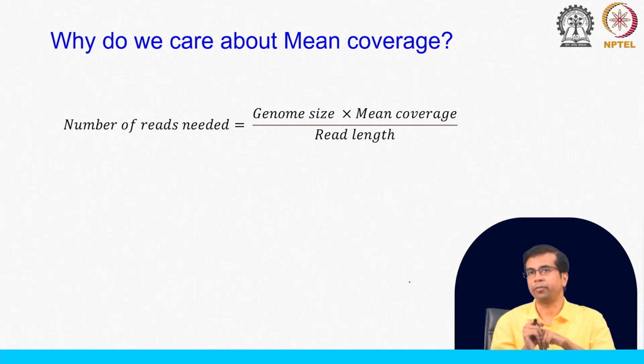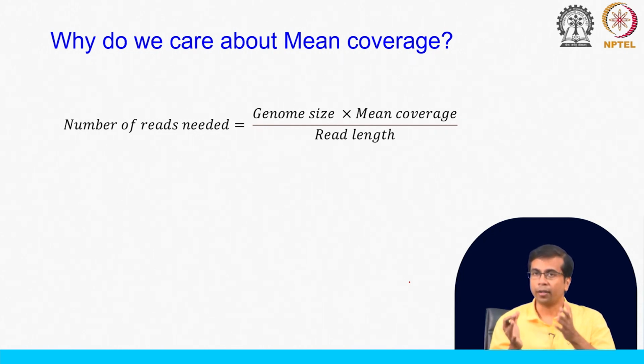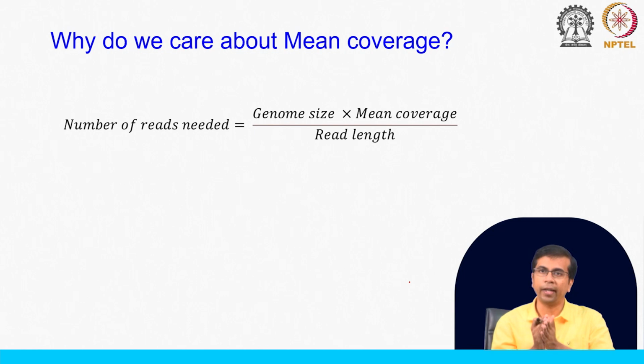If you know the genome size and you know the coverage that you want, for example 10x, 20x or 30x, so mean coverage will be 10, 20 or 30 respectively, and divide by the read length. If you know the read length, because you are going with a specific platform, you know the median read length, you can calculate how many reads you would need if you know the coverage. Then that will help you choose the right kind of platform, whether you need 100 million reads or 10 million reads. Depending on that you will choose the platform.